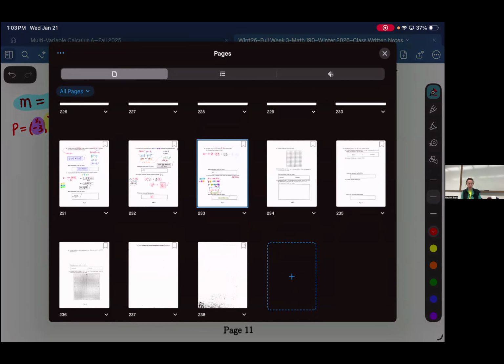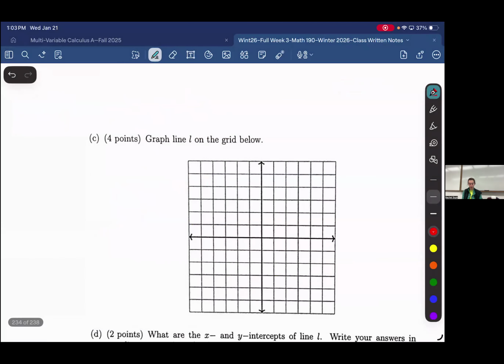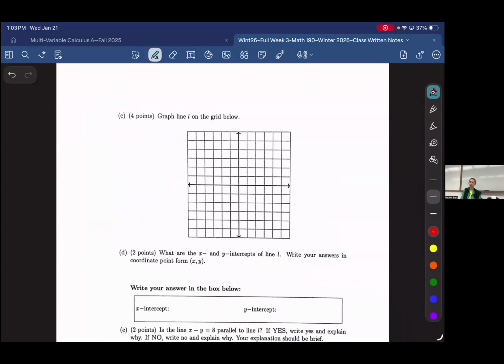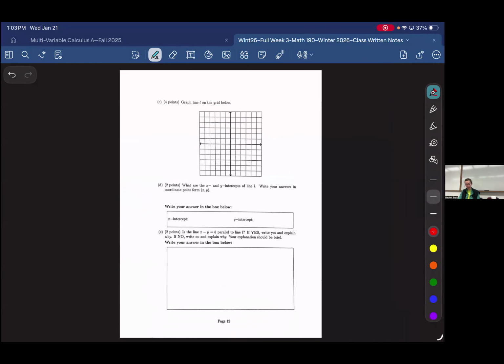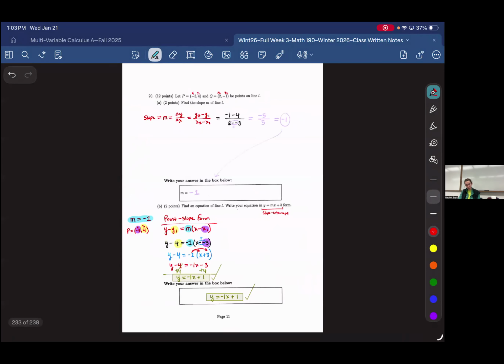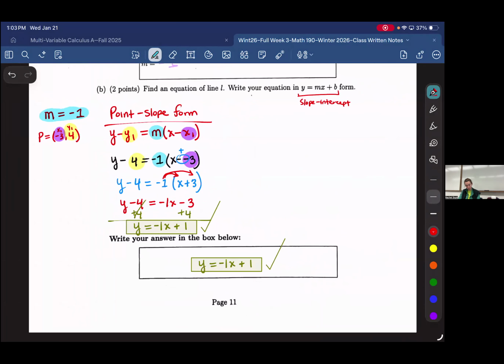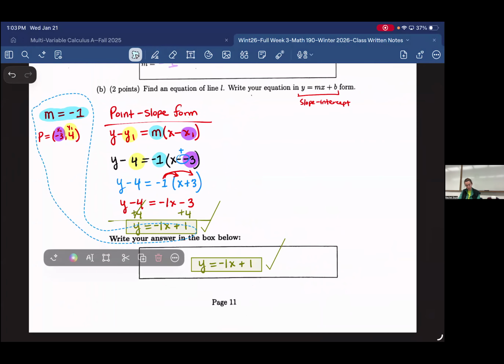We have like 3 more pages. So let's move on to our page 12, part C, which is saying, okay, now we're going to graph this line. So I'm actually going to bring over my slope, bring over my slope-intercept form, bring over my point P.